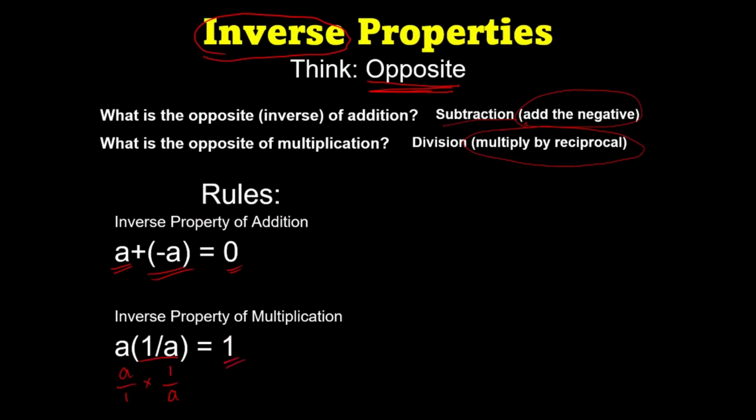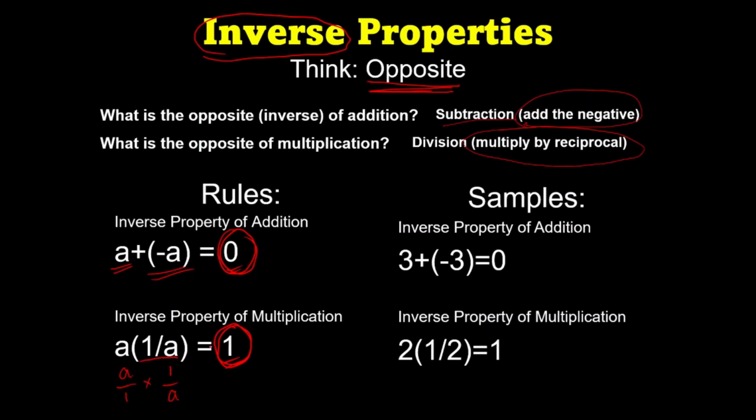Again, ang inverse property ng addition, kapag kinuha natin, ang sagot ay 0. Dapat laging 0 para makuha natin yung inverse. Si multiplication naman, dapat laging 1 yung sagot kapag inverse. Let's have an example. Sa inverse property of addition, ang inverse ni 3 ay negative 3.